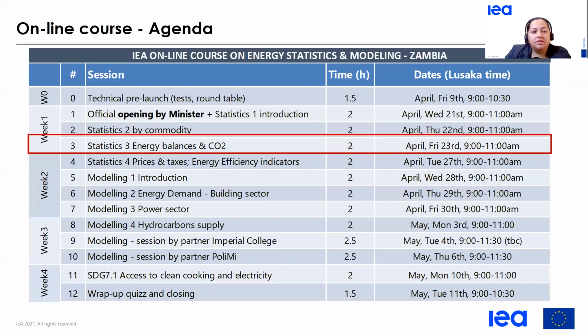So the agenda today, we are doing the third webinar, which is on energy balances and CO2 emissions. And then we will meet again on Tuesday. On Monday, we don't have a session. On Tuesday morning, we will look at energy prices and taxes and energy efficiency indicators. And that will close the first part of the statistics module. And then we will start with the modeling on Wednesday.